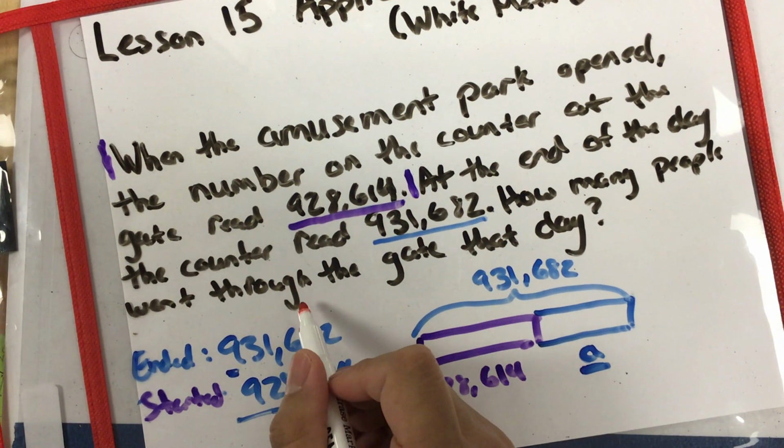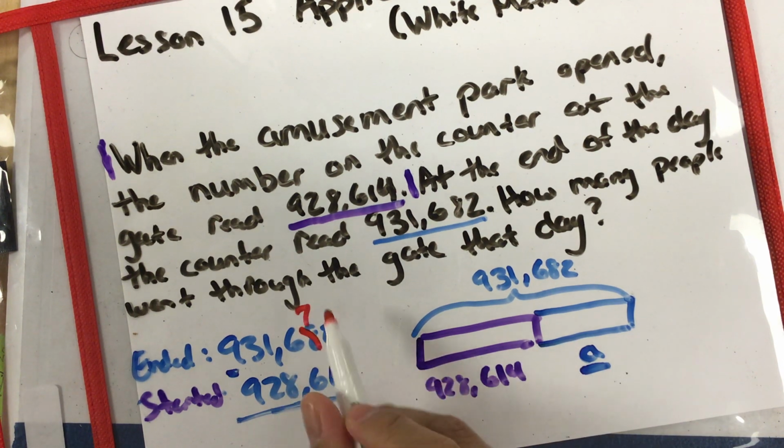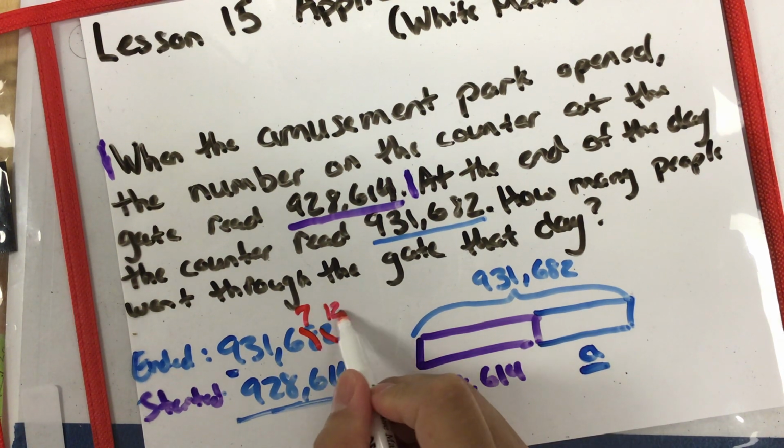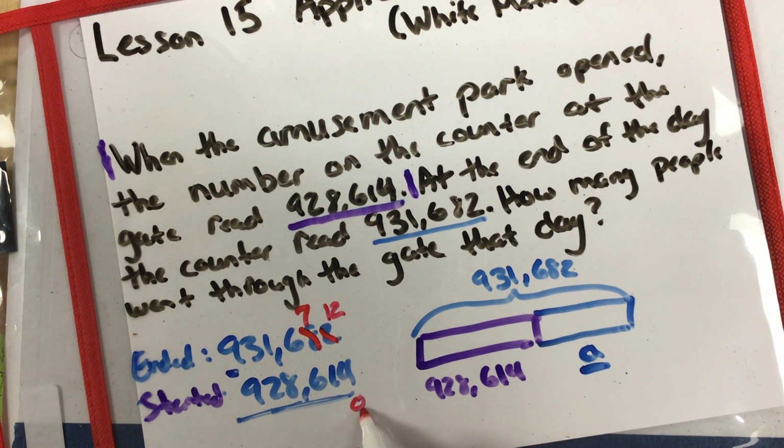We're going to decompose one of these 8 tens. So we're going to have 7 tens. And we're adding 10 to our 2. So this becomes a 12. 12 minus 4 is 8. Then next we look at our tens place. 7 tens minus 1 ten. That equals 6 tens. 600s minus 600s equals 0.